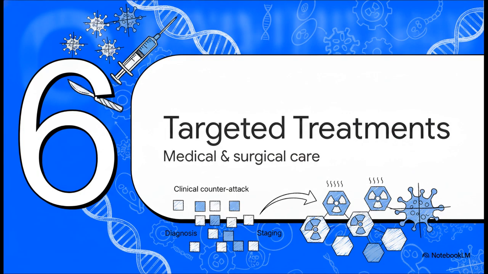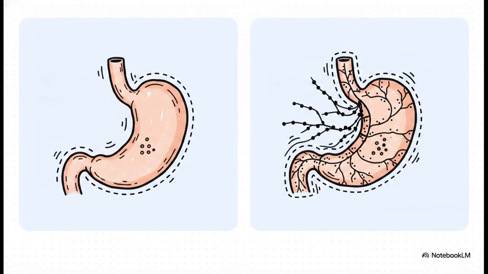And finally, Part 6, Targeted Management and Treatment. Let's get into the medical and surgical care. Let's look at stomach surgery first. When we're talking about curative gastrectomies, the goal is straightforward. Remove the cancer and the surrounding lymph nodes so it doesn't come back.